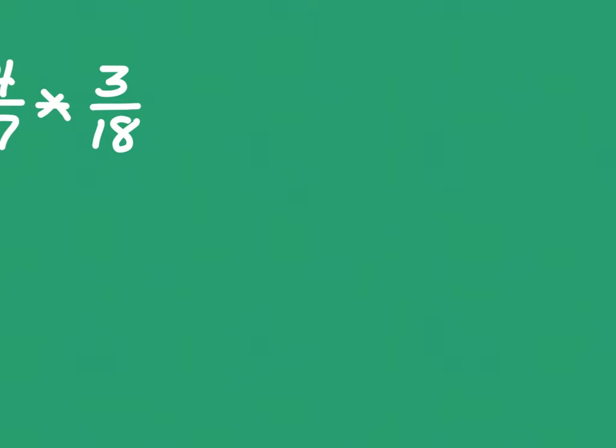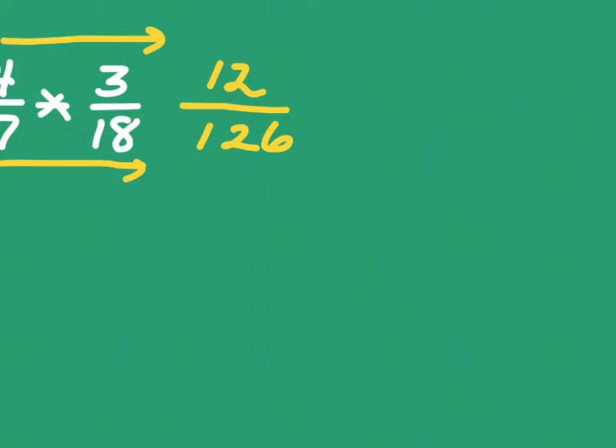So here's an example. A couple ways we can take care of this. One way is to just multiply straight across, multiply across the numerator. 4 times 3 is 12, and multiply across the denominators. 7 times 18, I believe, is 126. Then what I want to do, though, is make sure that number is reduced to lowest terms. And I eyeball that fraction. I notice both of those numbers are even numbers, which means they're both divisible by 2.